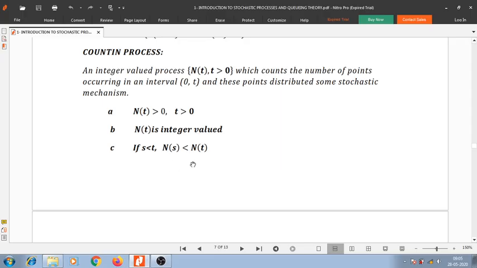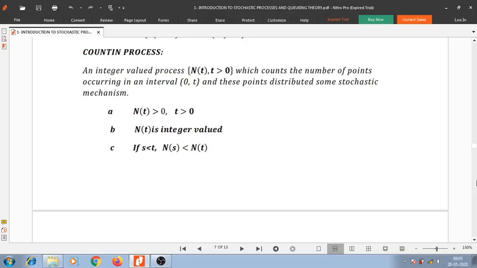And the third one, the time epochs s and t. s is say 9 am, t is say 10 am. The number of events up to 10 am should be greater than or equal to the number of events up to 9 am. That is, N(s) is less than or equal to N(t). So any stochastic process satisfying these three conditions is called a counting process, generally denoted by N(t).